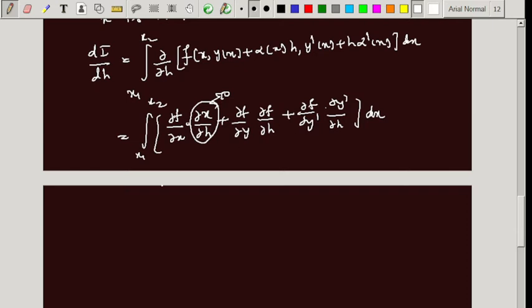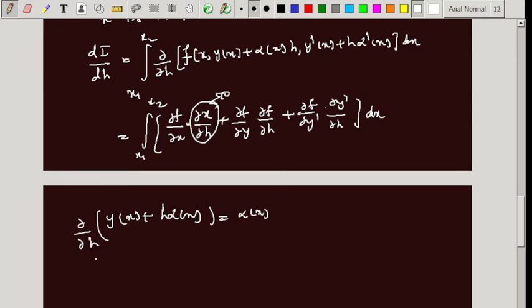So we have only the two terms, and here we have the function y of x plus h into alpha of x. So if we differentiate this one with respect to h, then we can write it as: y of x is 0, and the differentiation of h with respect to h becomes 1, and we get only alpha of x.